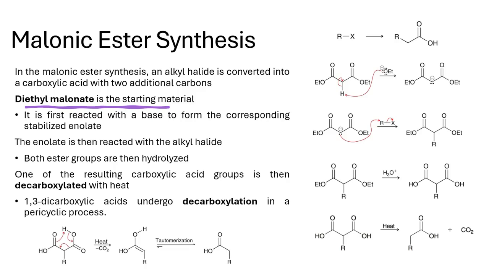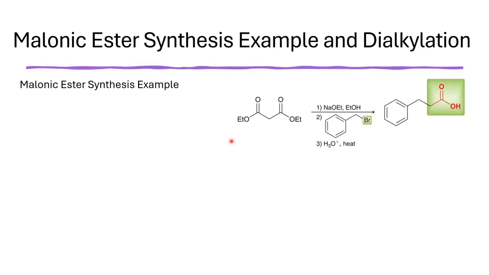Malonic ester synthesis example and dialkylation. In this example, malonic ester is first treated with a base to form the enolate ion. It will then behave as a nucleophile and attack an alkyl halide. The workup includes acidification and heating in order to produce the carboxylic acid.